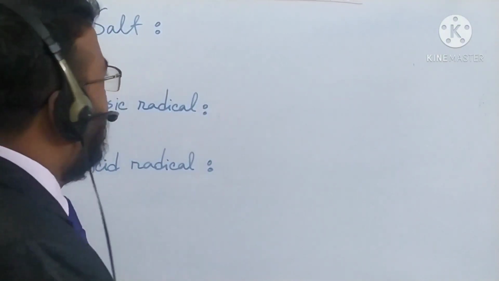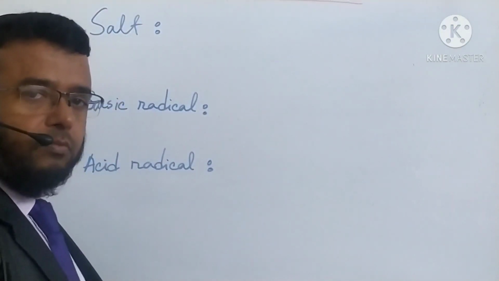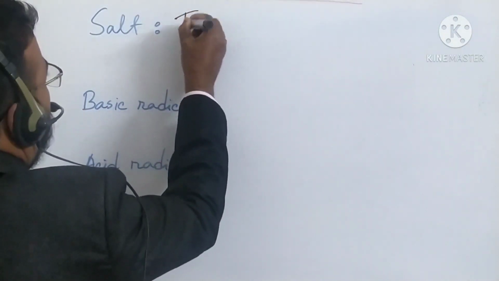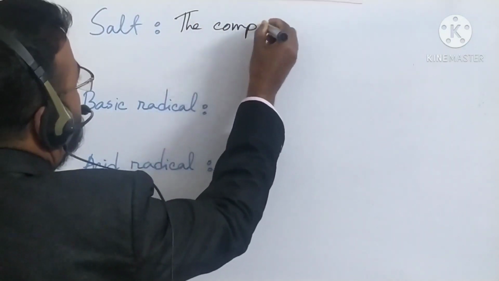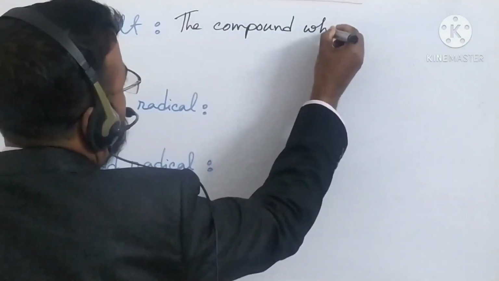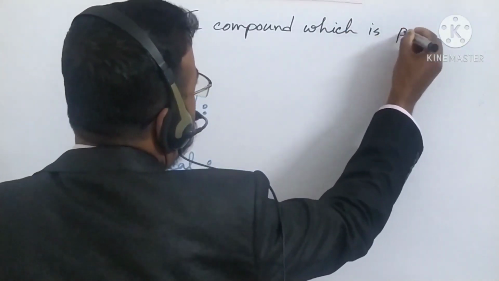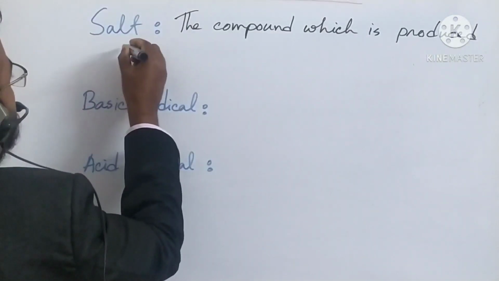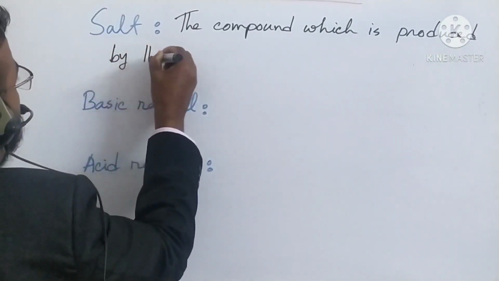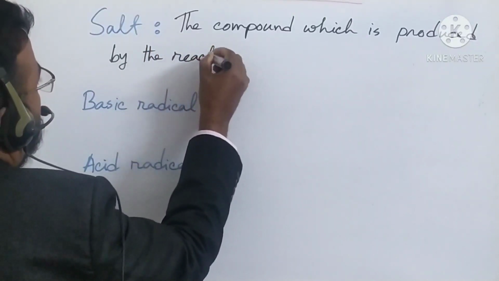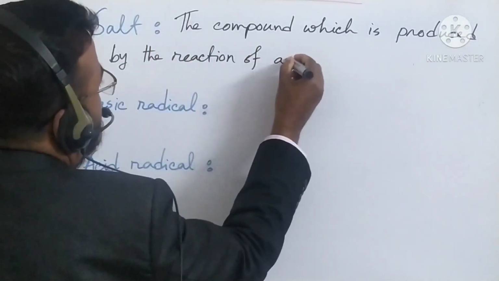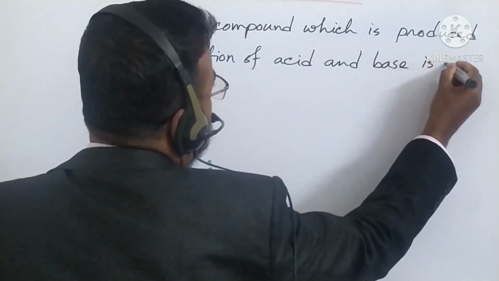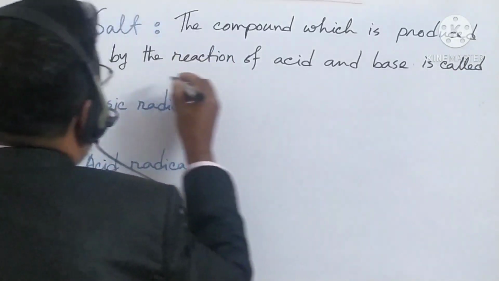Okay, now I have written the topics. It is salt, basic radical, acid radical. So first one is salt. The compound which is produced by the reaction of acid and base is called salt.